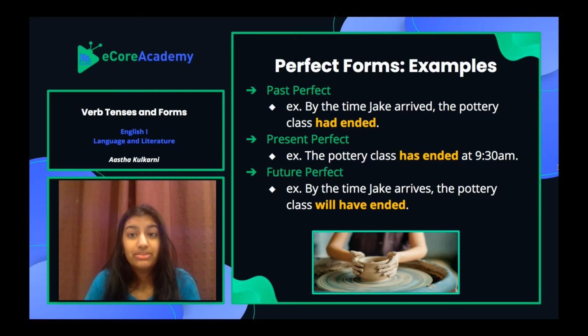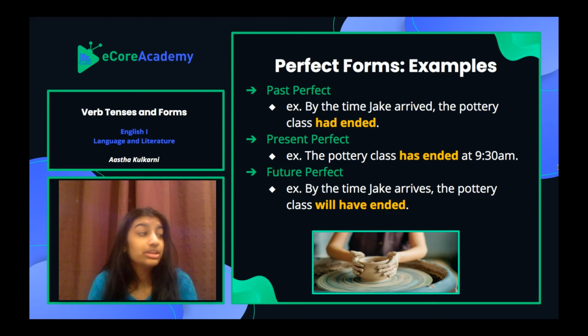Present perfect, we have the pottery class has ended at 9:30 a.m. So that's in the present because we're using that helping verb before it, which is has. So I just want to point out for the perfect examples, all of the verbs are going to stay the same. It's basically what the word in front of it is going to change, the past from the present from the future. So you just want to look at those. So now we have has in front of it, which indicates to us that it is a present perfect. So the pottery class has ended at 9:30 a.m.